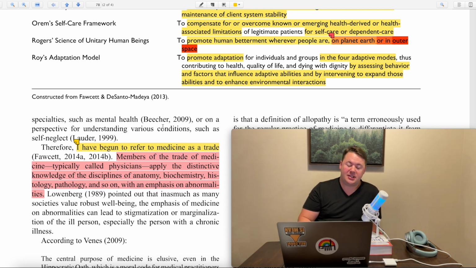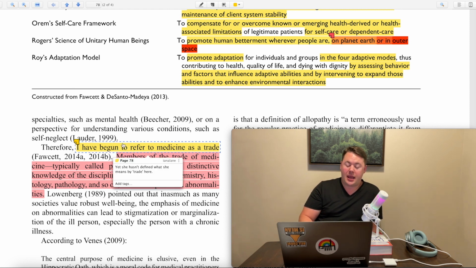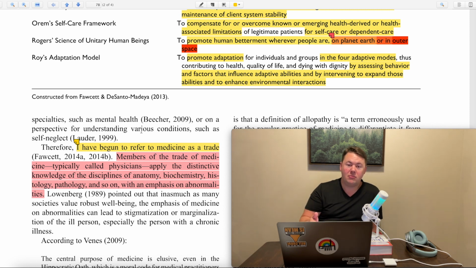Let's move on. She says, quote, I have begun to refer to medicine as a trade. And of course, she hasn't defined what she means by trade at all in this entire paper. So there's a subsection, a header that says medicine as a trade. And then she makes this statement, I have begun to refer to medicine as a trade. And then she makes a claim about the members of the trade of medicine here next, which I'll read in a second, all while never having defined what she meant by trade.